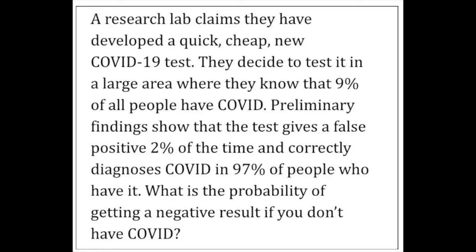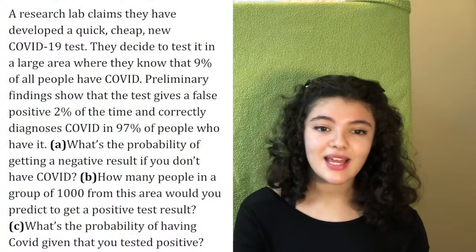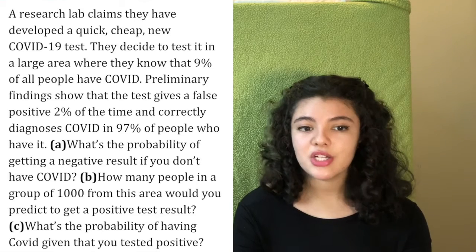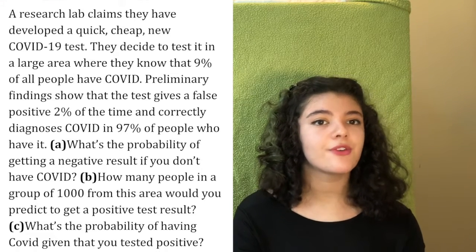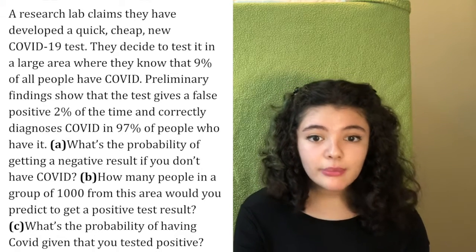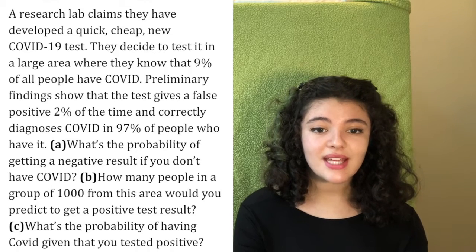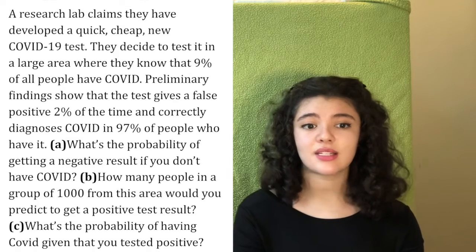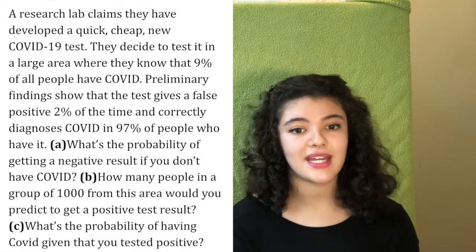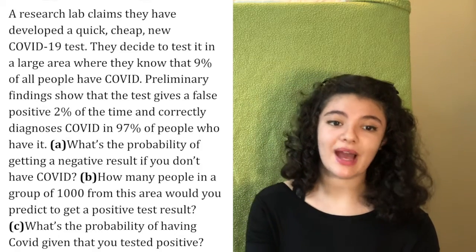So, tree diagrams are used when you're given some conditional probabilities. Here's an example. This data is not real, like always. A research lab claims they have developed a quick, cheap, new COVID-19 test. They decide to test it in a large area where they know that 9% of all people have COVID. Preliminary findings show that the test gives a false positive 2% of the time and correctly diagnoses COVID in 97% of the people who have it.